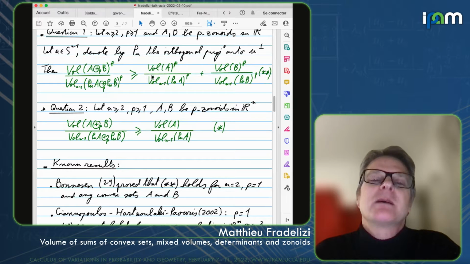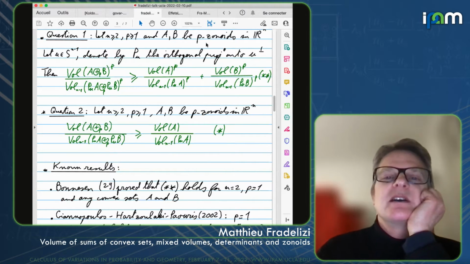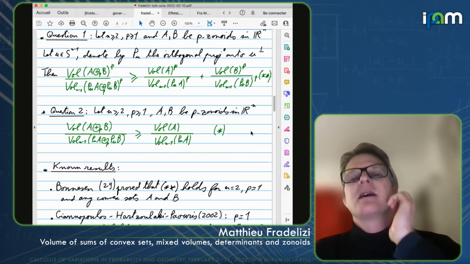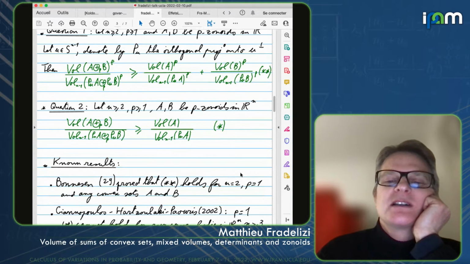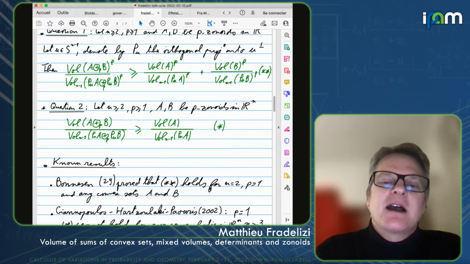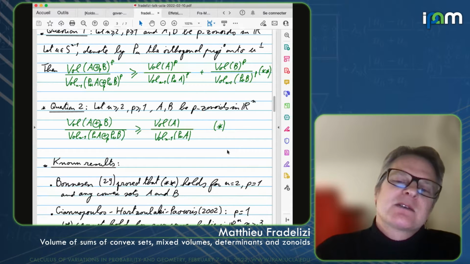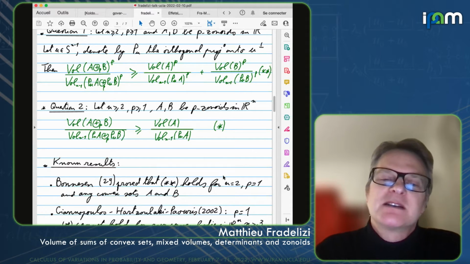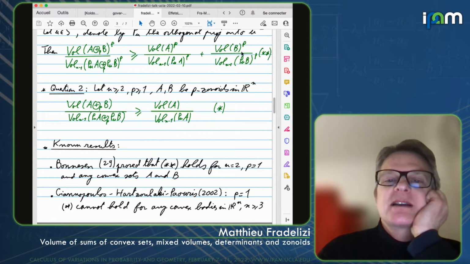Because you remember that I asked if this inequality holds for A and B being p-zonoids. For p equals 1, these are just zonoids, and zonoids in R2, because here Bonnesen is in R2, are just centrally symmetric convex bodies. So Bonnesen proves that this inequality holds even if you don't assume that the bodies are centrally symmetric. For any convex bodies, this inequality holds in dimension 2 for p equals 1. Of course, 2 star implies 1 star.